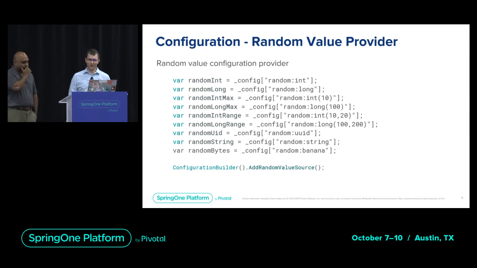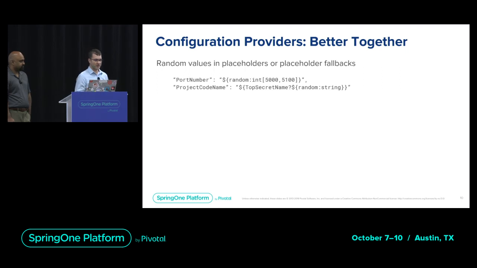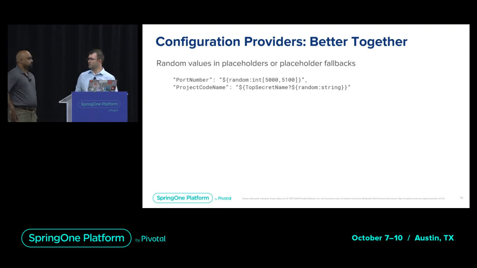So what's super cool about random values is they actually plug in very nicely with the placeholders. So for example, if you want to spin up a variety of services, or a variety of instances on a given service, you can configure a random port value just like this. And that way you configure all these instances to spin up. They're all running on different ports, and you're good to go. Moving on with your testing. So that's about all I want to talk about with configuration.